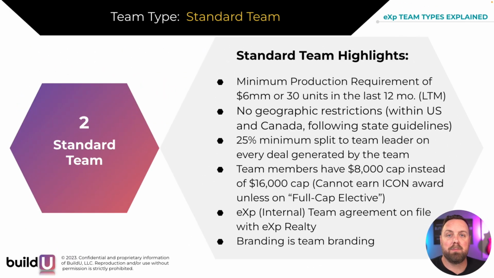Okay, let's move on to number 2, standard team. Standard team has a few requirements. First off, you have to have a production requirement of at least 6 million or 30 units aggregate, which means you and your team members, as long as it totals up to either 6 million or 30 units, then you can qualify as a standard team, which is not too difficult considering most single agents can meet the requirements by themselves.